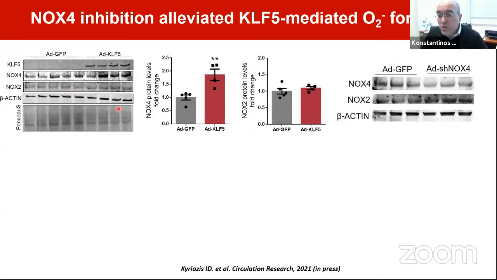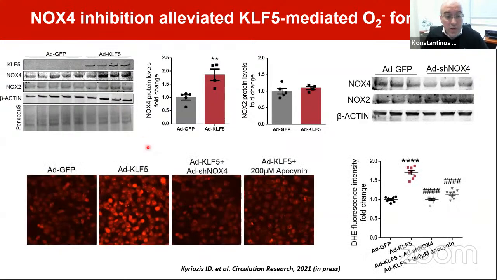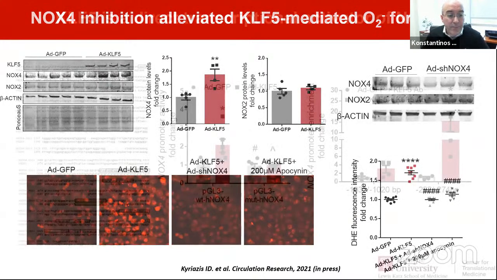Then we used an adenovirus that expresses shRNA for NOX4, and we treated cells with KLF5 and did DHE staining. You can see here that KLF5 increased ROS staining, like in the previous experiment I showed, which did not happen when we combined KLF5 with shNOX4 or with apocynin, which is a general NADPH oxidase inhibitor. So it seems like NOX4 mediates the pro-oxidant effect of KLF5.